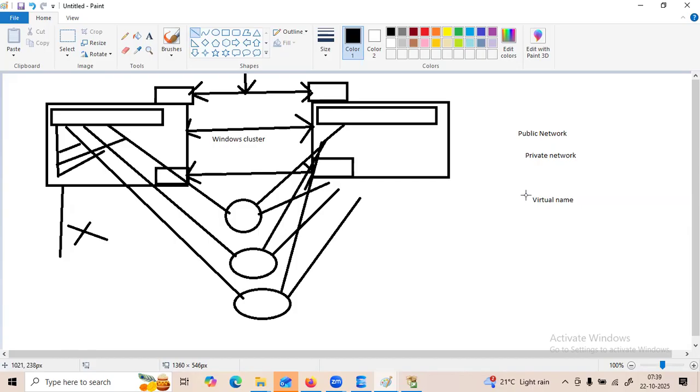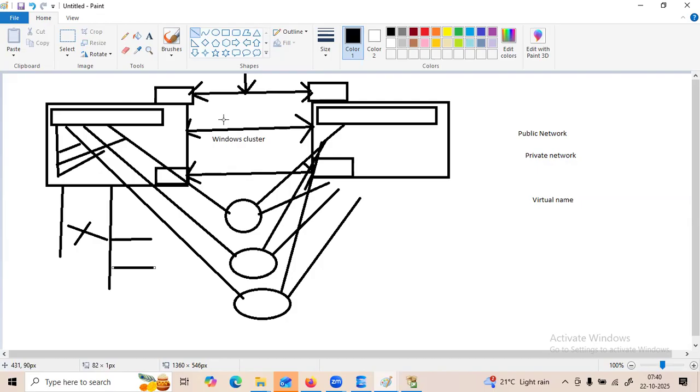Using the client access point, there's no need to worry about where the disks are running and where SQL Server is running. This virtual name always points to the active node. Active node means here, where while installing the SQL Server, the SQL Server services are installed and running.